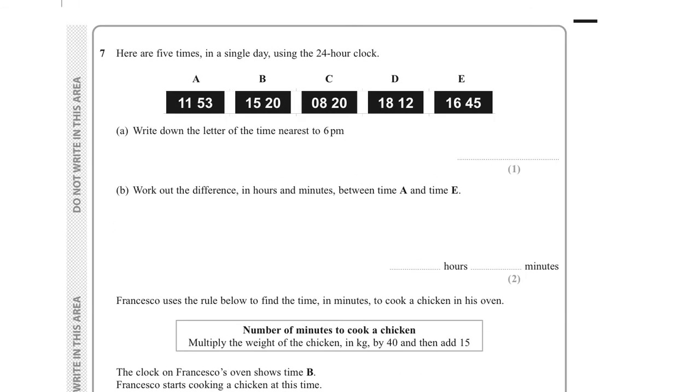Okay, question 7. So here are 5 times in a 24-hour clock. Write down the letter of the nearest time to 6 p.m. So what do we know about 6 p.m.? 6 p.m. in the 24-hour clock is 1800. So which one is closest to 1800? We know it is D. So there we have D. It says work out the difference in hours and minutes between A and E. So A is 11:53. E is 16:45. We know that's also 4:45 p.m.